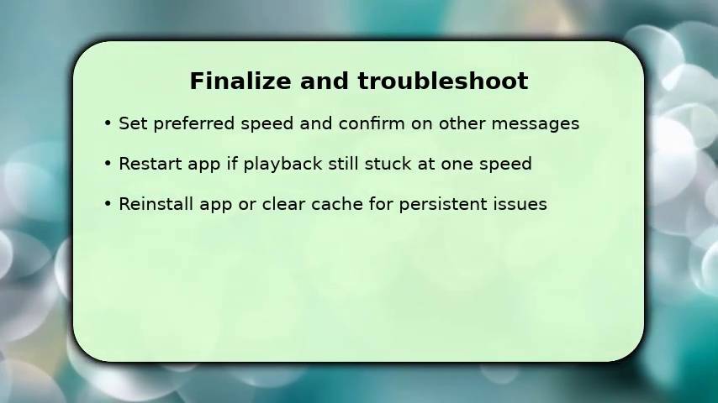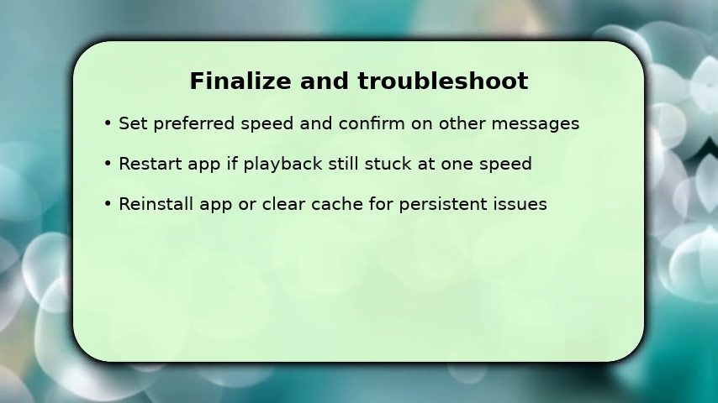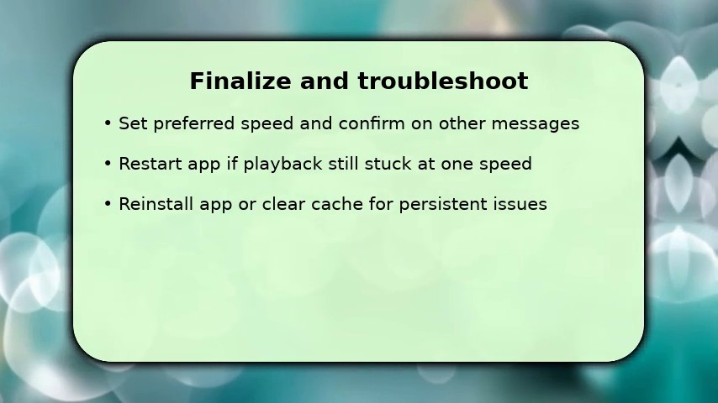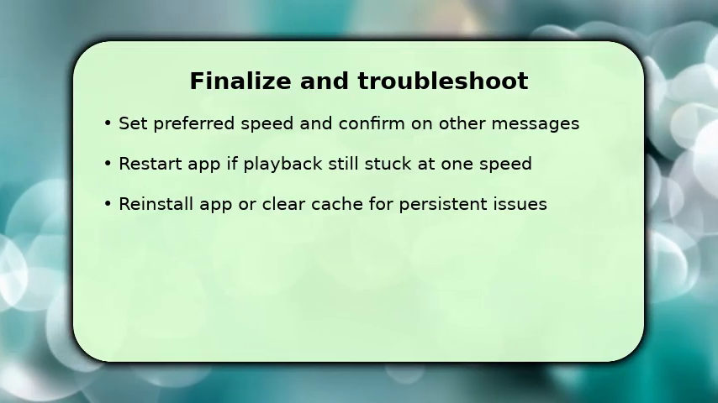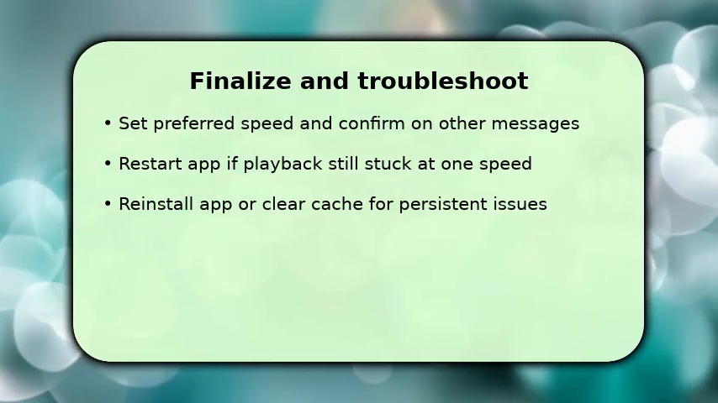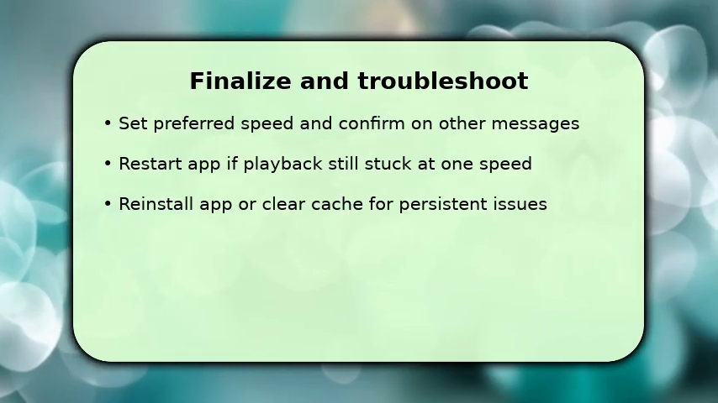If Messenger refuses to change speed, force close the app and reopen it. That often clears temporary state. If the problem persists, clear the app cache or reinstall Messenger to reset corrupted settings.